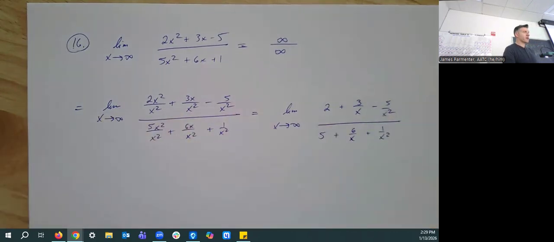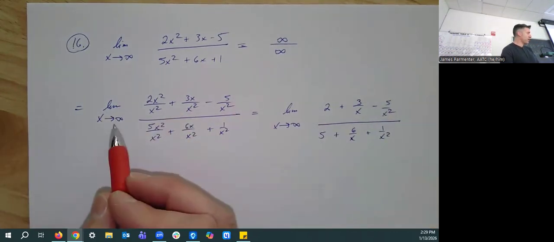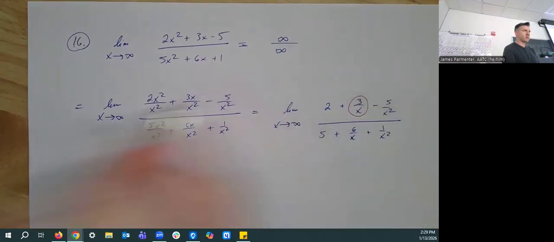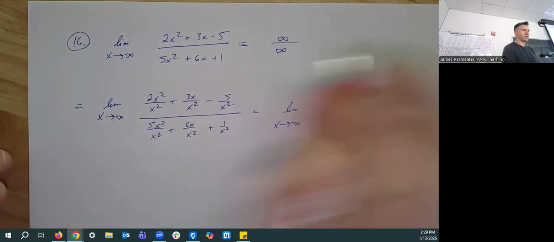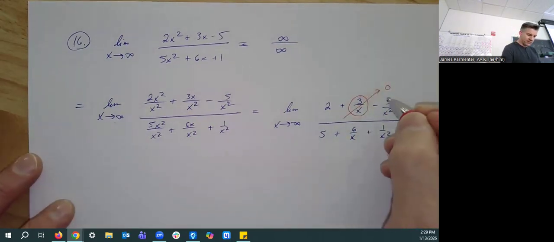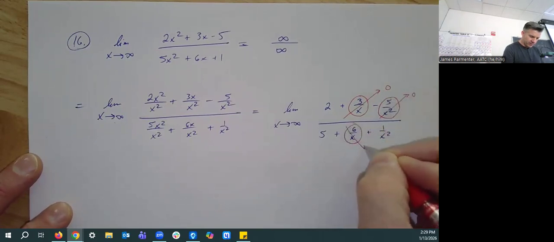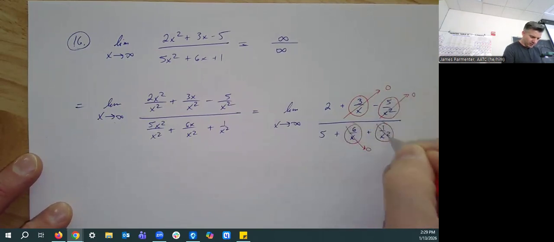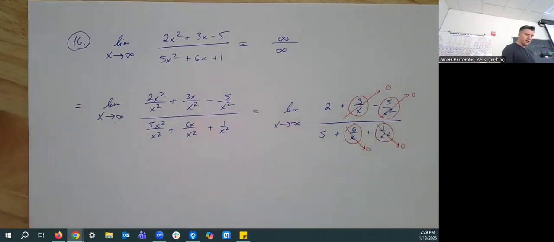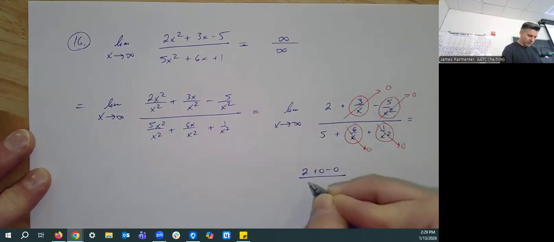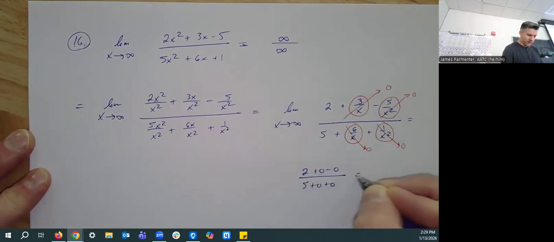Now, as x gets really, really large, what happens to 3 divided by a really large number? Is it big or is it small? Very small. How small? Like really close to zero. And that's true for the rest of these. 5 divided by x squared, also very small. 6 divided by x, also very small. 1 divided by x squared, also extremely small. So in the end, we end up getting 2 plus 0 minus 0 over 5 plus 0 plus 0, which is 2/5.